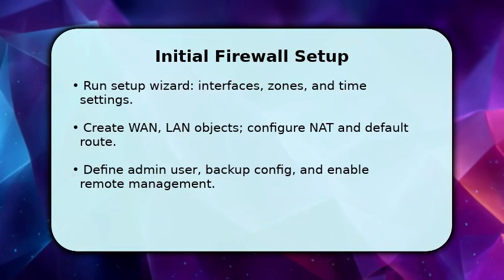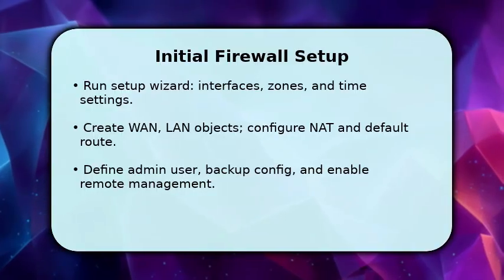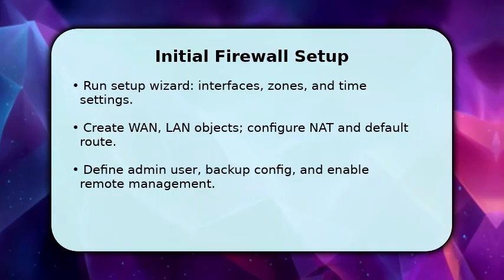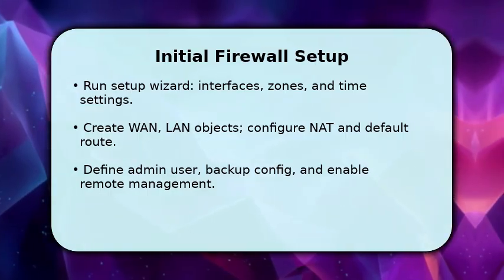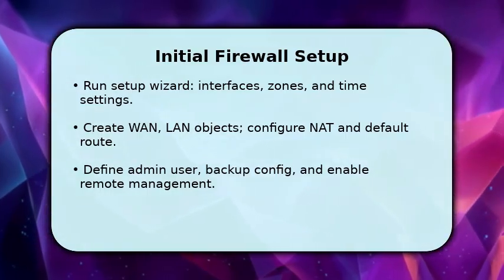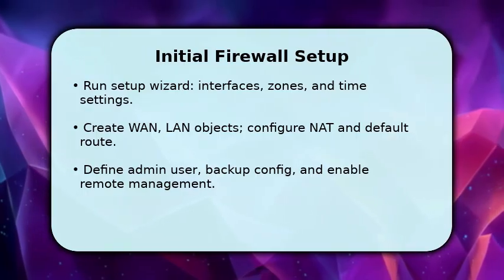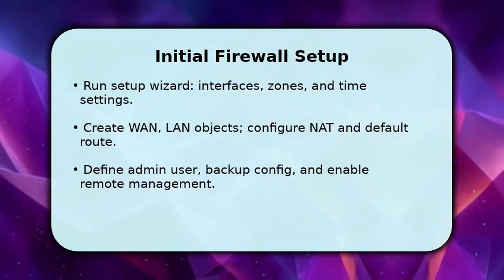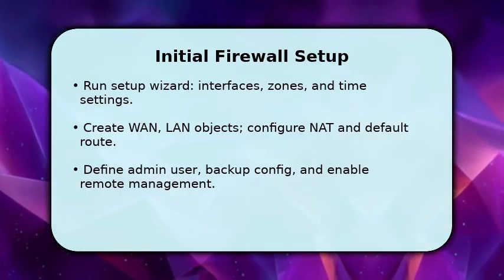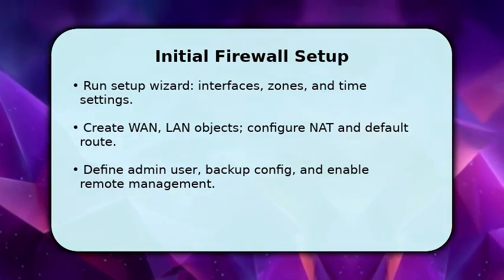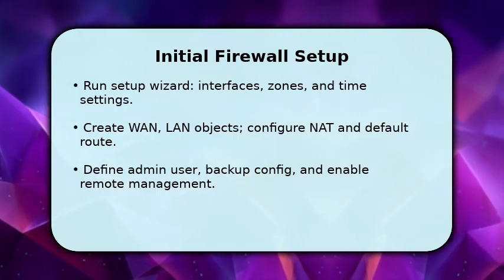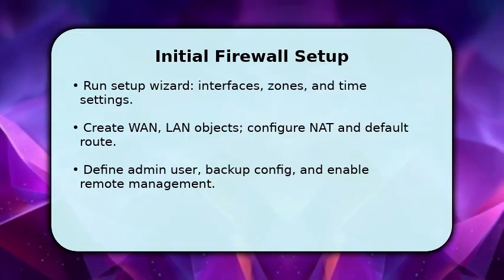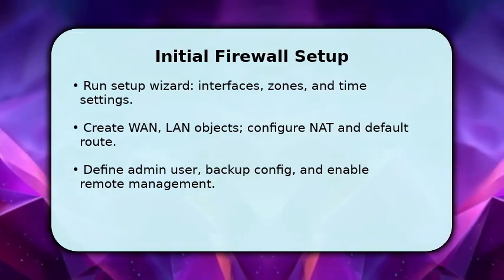You will run the initial setup wizard to map interfaces to WAN and LAN zones and to set time and DNS. This ensures logs and policies align correctly. Next, create network objects for WAN and LAN, set the default route, and configure NAT so inside hosts reach the internet. Make an admin account, enable secure remote management if needed, and save a configuration backup. That protects your work and lets you recover quickly if something goes wrong.